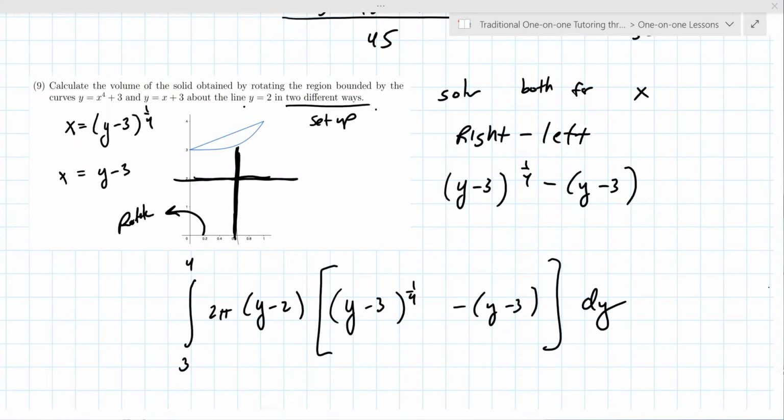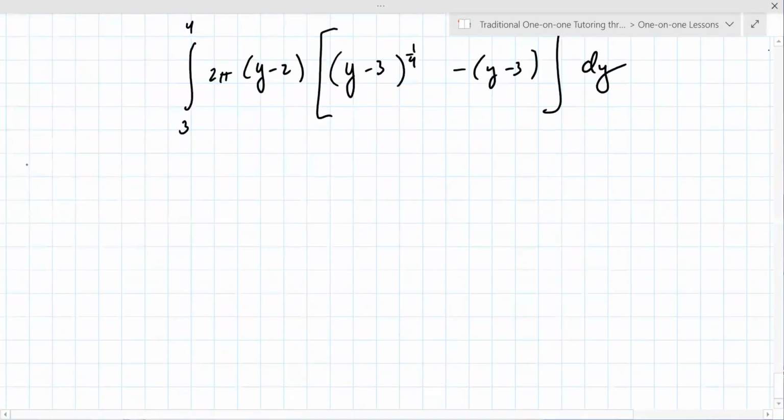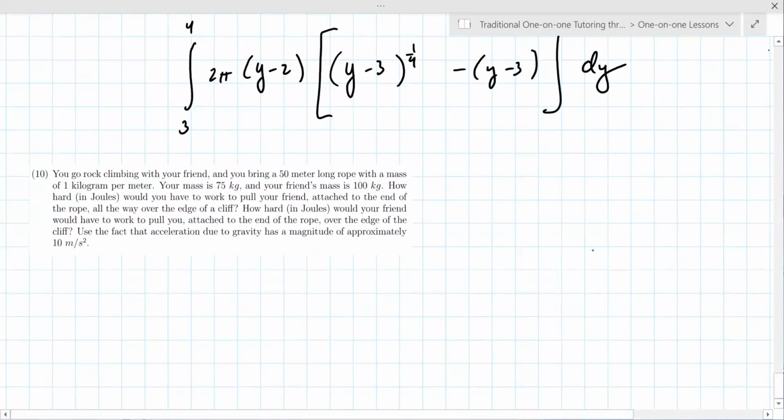All right. 10 is actually really a physics problem, but they throw these in. This is something we just did the last 2 days. You go rock climb with your friend. You bring a 50-meter long rope with a mass of 1 kilogram per meter. Your mass is 75 kilograms and your friend's mass is 100 kilograms. How hard in joules would you have to work to pull your friend attached to the rope all the way over the edge of a cliff? How hard in joules would your friend have to work to pull you?